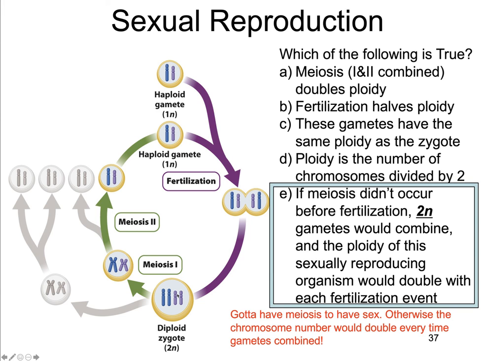These gametes have the same ploidy as the zygote. Nope, the zygote is 2n. The gametes are 1n. And ploidy is the number of chromosomes divided by 2. No, it's not the number of chromosomes divided by 2. The ploidy is just the number of copies of each individual chromosome.